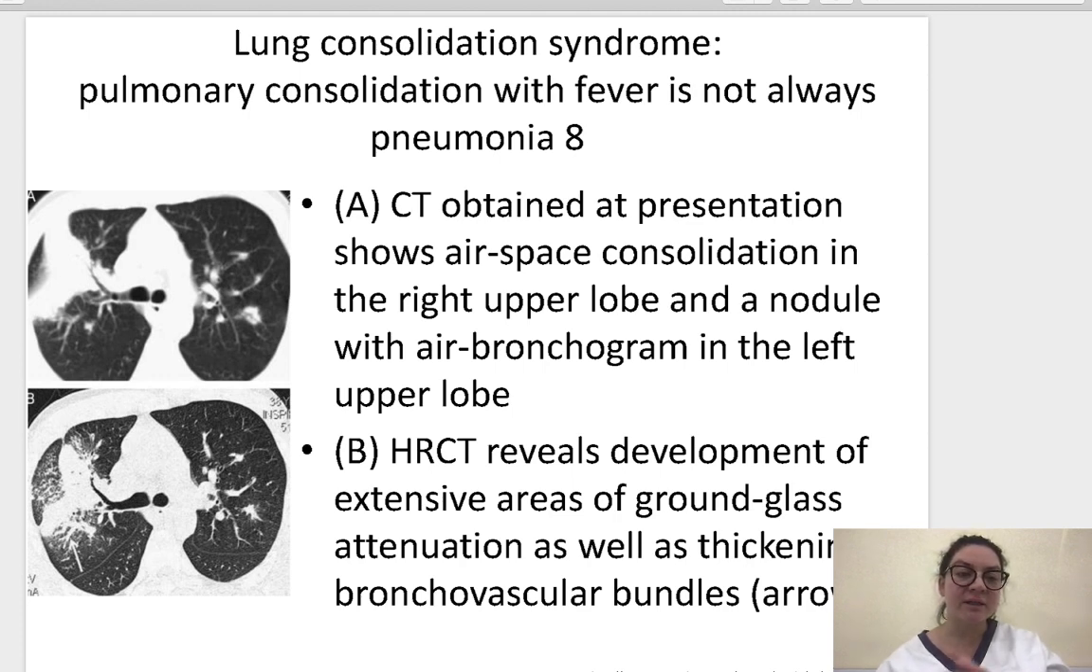You see that the process became more diffuse, and on CT, like in the first picture and in the later CT, we see the involvement of some lymph nodes.